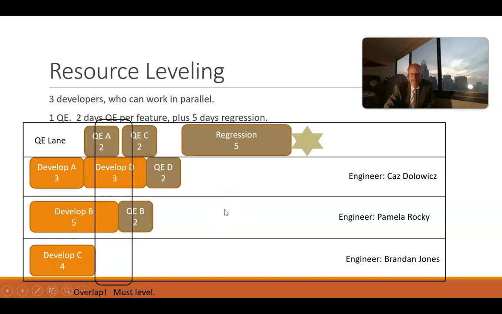We go ahead and we pass C up into this lane. Quality starts on that after working on task A. Then we pass up B. Okay, well, we see that B is going to overlap with regression a bit already. We pass up D and we see, okay, there's even more overlap.